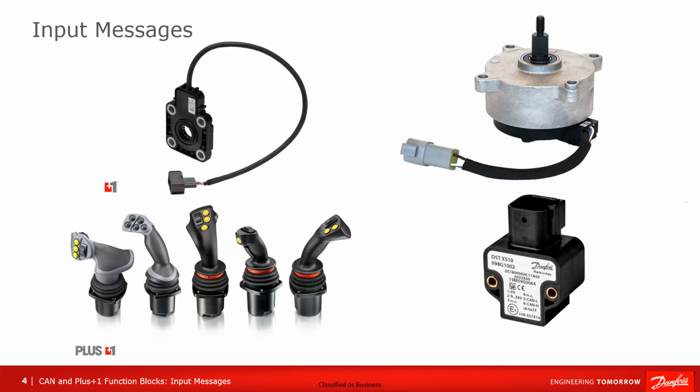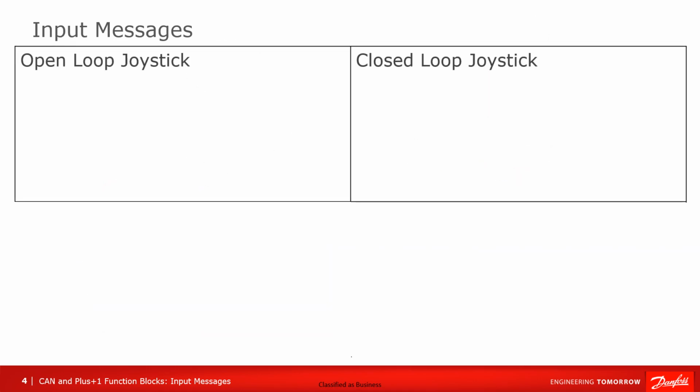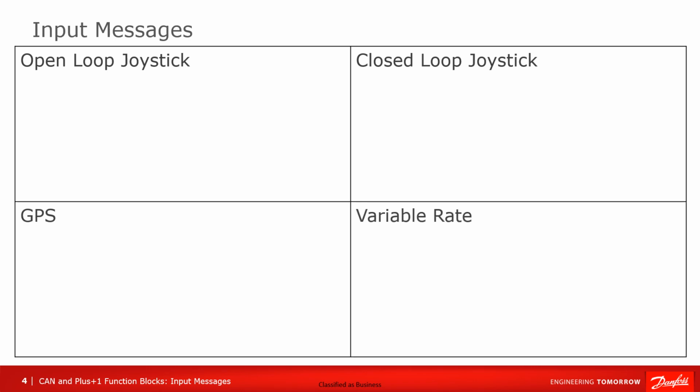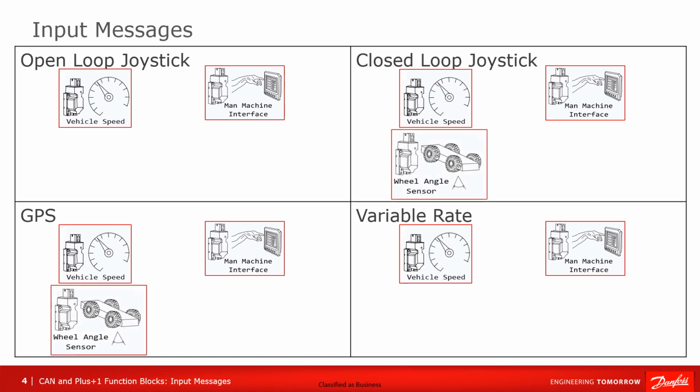The sensors needed for each vehicle depend on how the machine is configured. For example, different steering configurations, such as open loop joystick, closed loop joystick, GPS, and variable rate steering, will require different sensors. The vehicle speed and MMI will always be needed. The wheel angle sensor will be needed in closed loop joystick and GPS configurations. However, the WAS can be analog, in which case it would not appear on CAN.